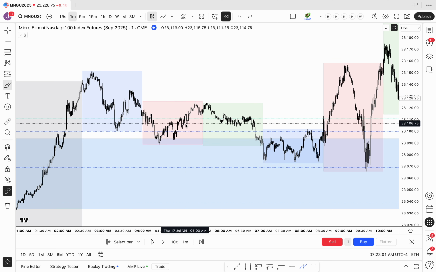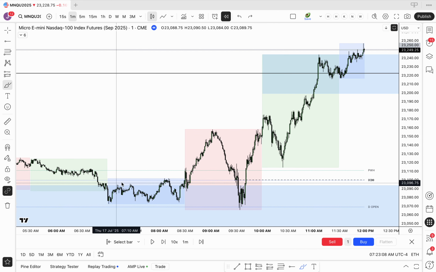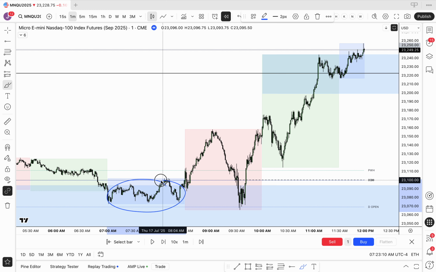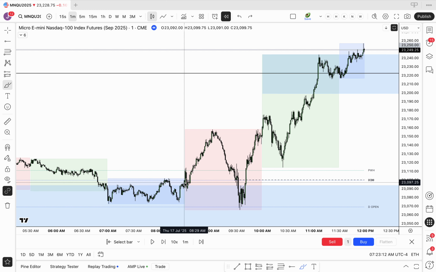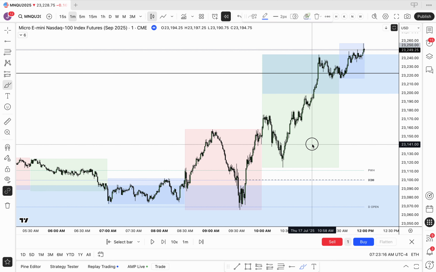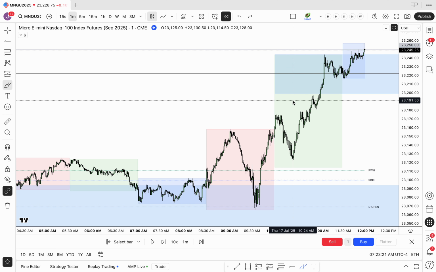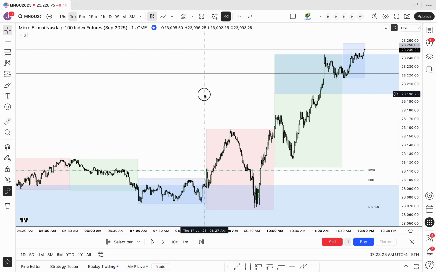You want to see accumulation, you want to see manipulation during that one, and you want to see distribution. During New York, you always want to look for an accumulation here, a manipulation here at 8:30 to 10, and then a distribution cycle between 10 and 11:30, and that's it. That's the best trading window.